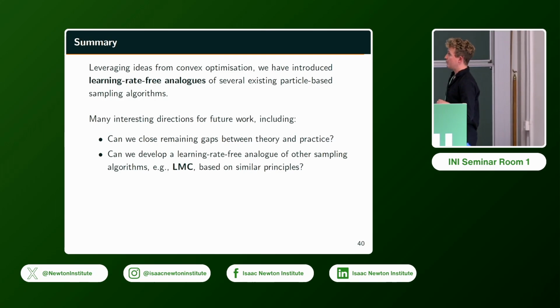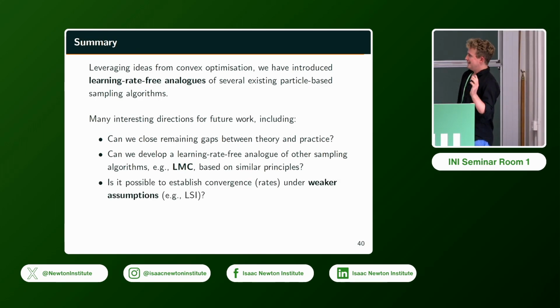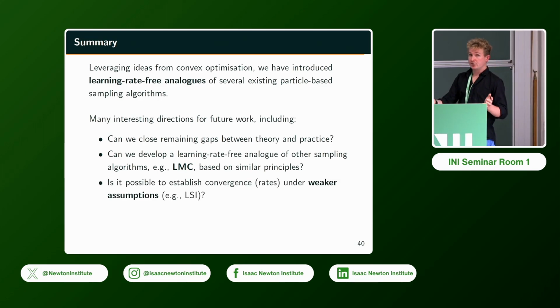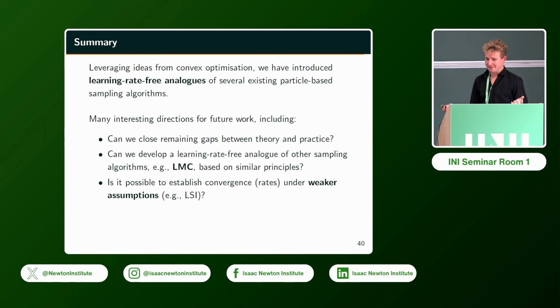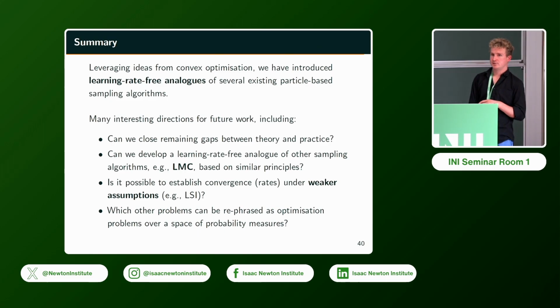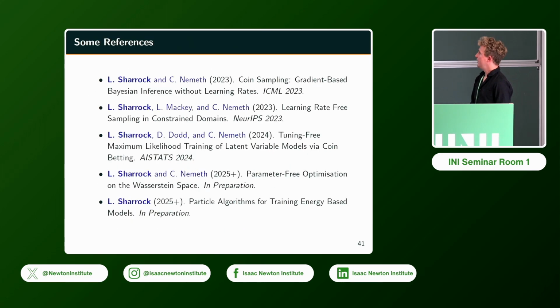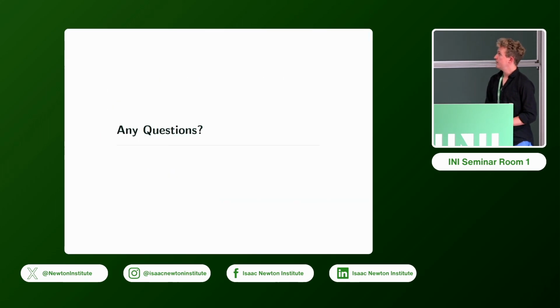There are other questions like, can we develop a learning rate free analog of other more classical MCMC algorithms, things like LMC? Can you establish convergence rates under weaker assumptions than convexity, which we know is violated a lot of the time in practice? And finally, are there other problems which we can view through this lens of optimization on measure spaces? There's a couple of references, and I'll be happy to take any questions.